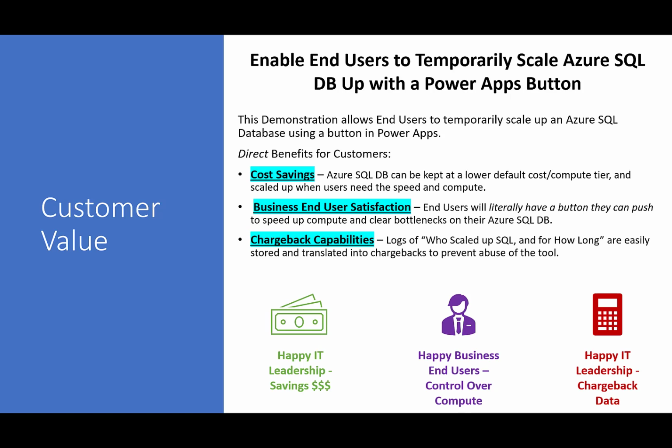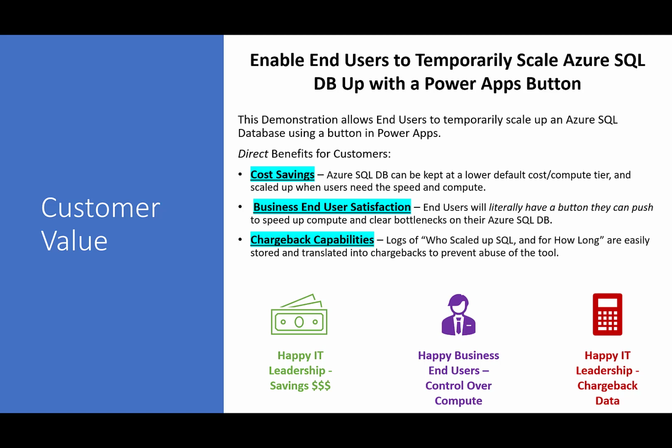First of all, it could potentially lead to cost savings if you're able to keep your Azure SQL Database at a lower default cost or compute tier. So rather than keeping it at a higher tier, because usage might be unpredictable, you can take it down a notch and then just allow the users to kick it up for a short period of time when they need that extra compute. Secondly, business users will literally have a button they can push when they need to speed things up. So if their queries are taking a long time to run, if there's a bottleneck because it's the end of the quarter and the whole finance team is hammering the database, they can jack up performance and do it themselves by pushing a button.